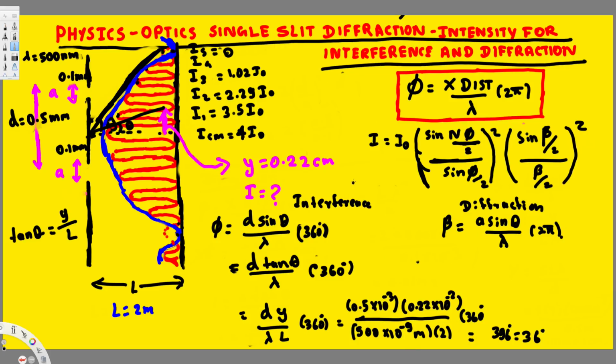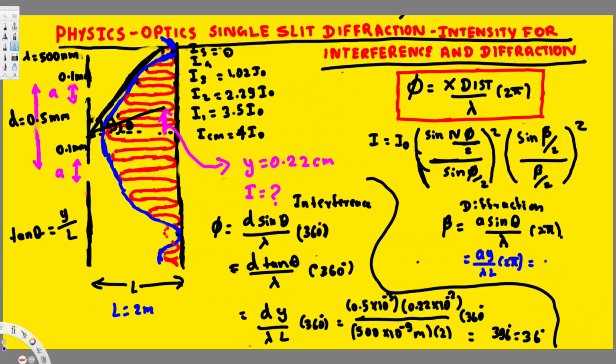So here we found out the phase angle of the interference pattern. Now we have to find the phase angle of the diffraction pattern. To find this one we have to use this equation. Again we can do the same thing right here. Instead of a sin theta over lambda, we can write a tan theta over lambda. We know that tan theta is opposite over adjacent, so we can write this equation as a y over lambda L. Same approach like this, right?